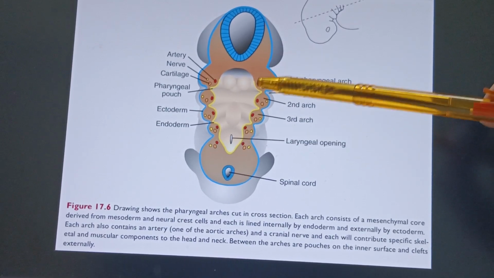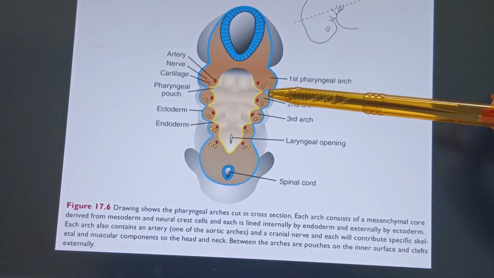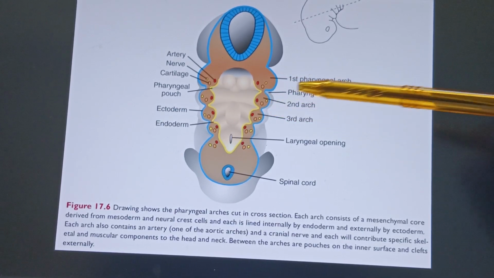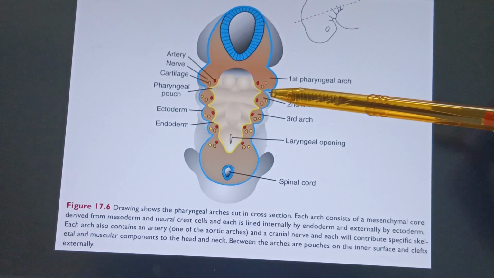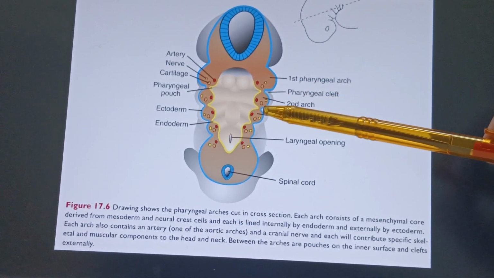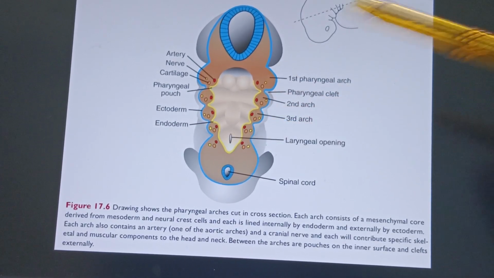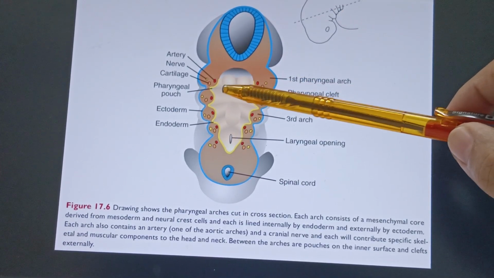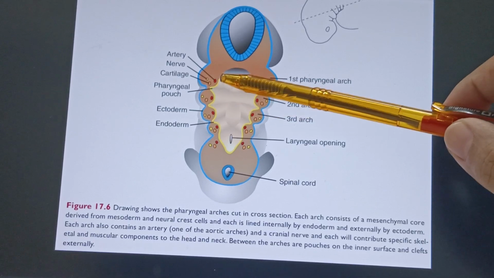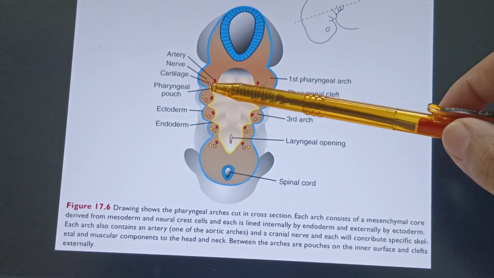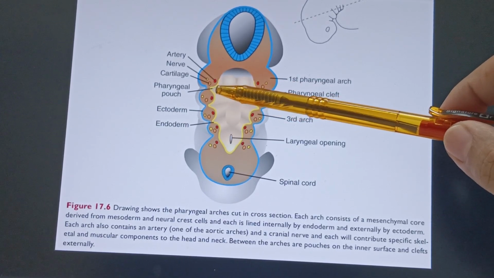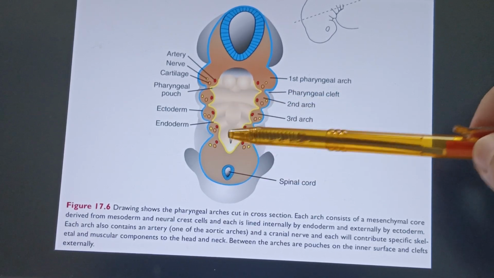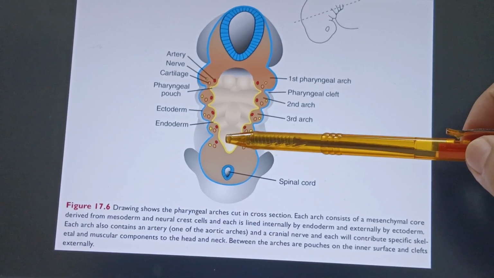Now see that the outer groove-like structure separating the first arch from the second is called the pharyngeal cleft, and this is the first cleft. Now see, this is the second cleft, third and fourth. Similarly, on the inner side, the endoderm is going to form the pharyngeal pouches. In between the first pharyngeal arch and the second, we have the first pharyngeal pouch. This is first, this is second, this is third, and fourth. The fifth is rudimentary.